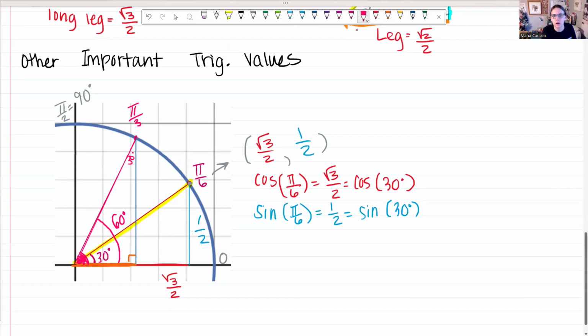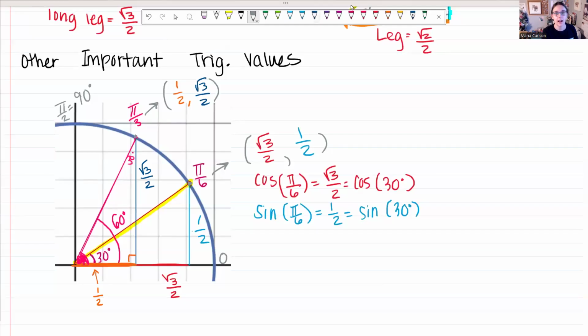So let's label our side lengths. We now have this shortest length on this side, which is x, so that is 1 over 2. And y then is the longer leg, which would be square root of 3 over 2. So if I'm going to write the coordinates for this point, pi over 3, that is really x is 1 over 2, and y is square root of 3 over 2.